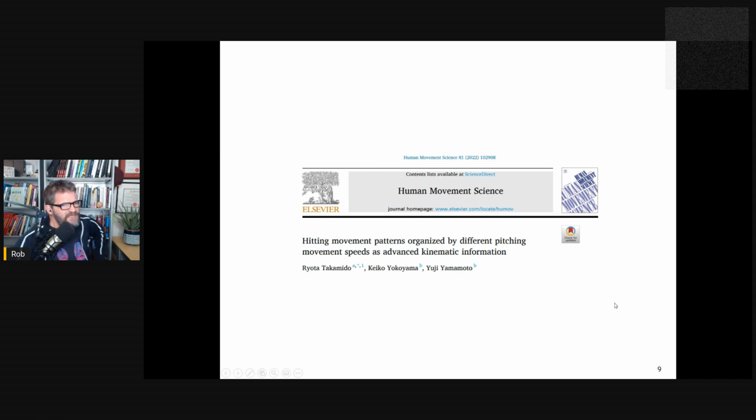Right. So getting to the specific study I want to talk about today, this is a study recently published in Human Movement Science by Takamito and colleagues, right? And what they were looking at here is baseball hitting. They were looking at softball. So I laugh. You'll see why in a second. They were looking at softball and they were looking at kinematic information.